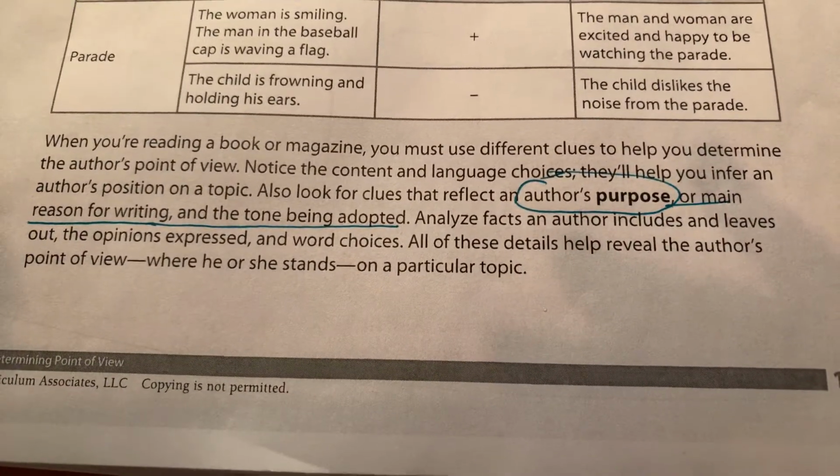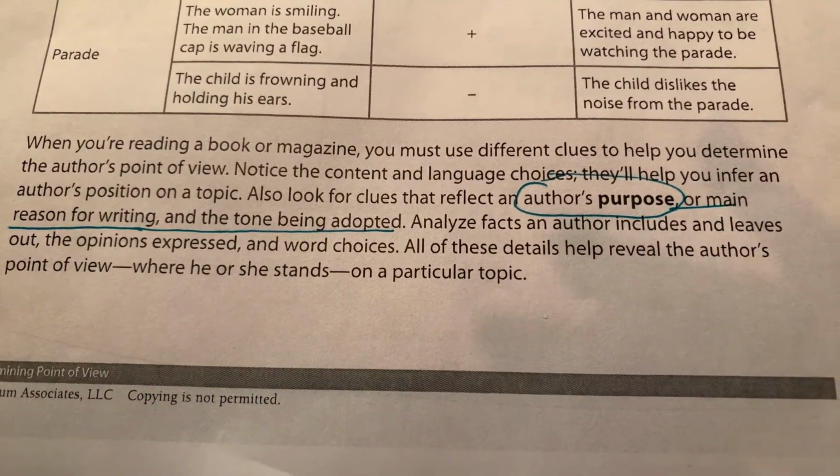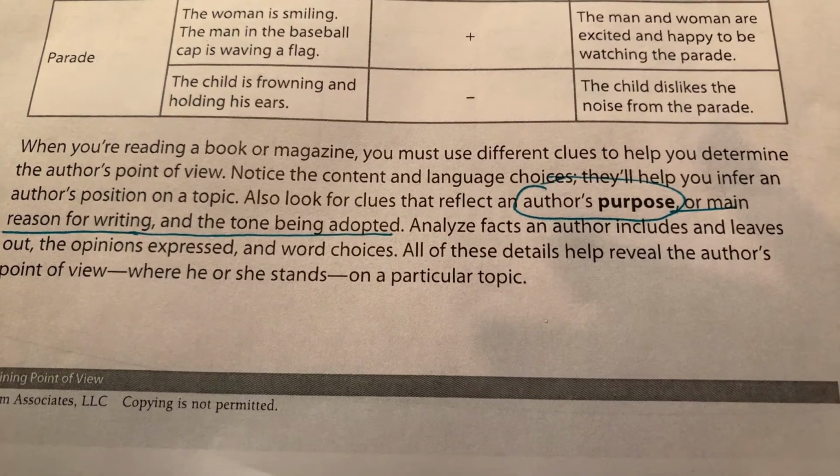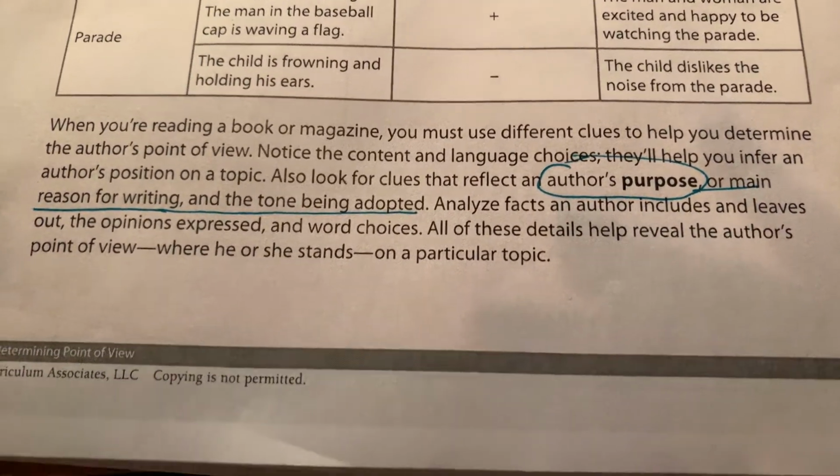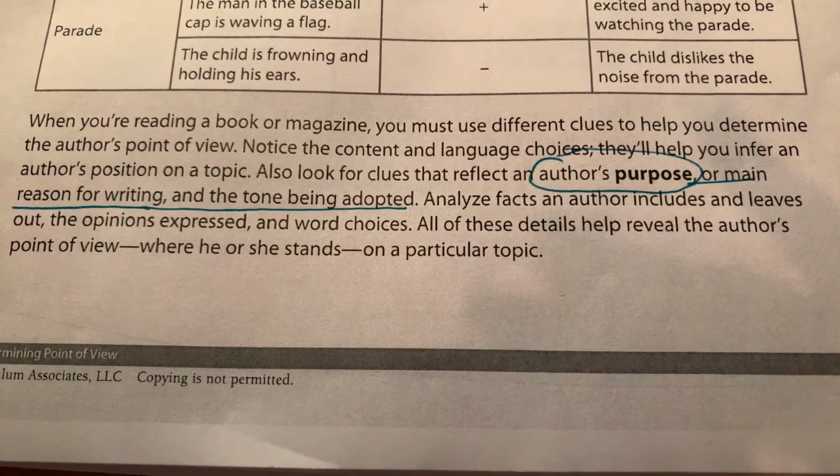And then what I want us to also think about is that whenever we read something, we read for a purpose. We read for the author's purpose. And the author's purpose is the main reason for writing and the tone being adopted. And remember, we talked about this in our last video, that there are 4 different reasons why an author writes, or their perspective, or their purpose: to inform, to entertain, to persuade, and to reflect. So as we read, we're going to try to figure out which one of those is being conveyed through the author's purpose. So let's go ahead and continue on with our next part of our lesson.